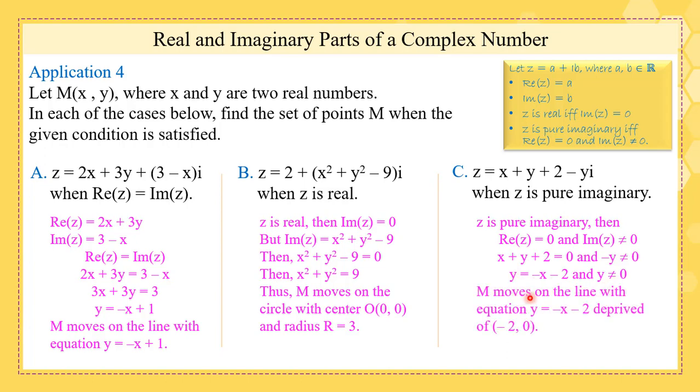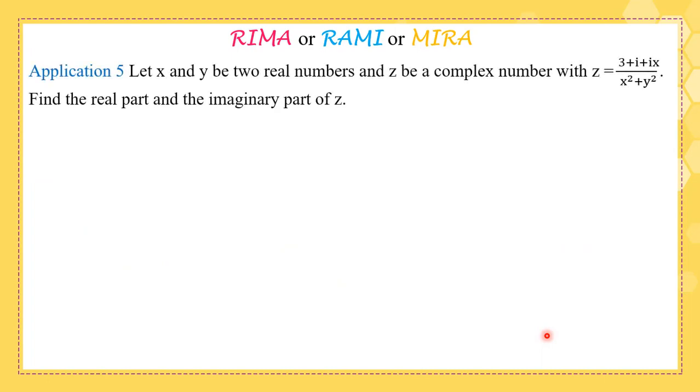So we state that M moves on the line with equation y equals minus x minus 2, deprived of the point (minus 2, 0). And deprived means except this point. So M will move on this line except on this point. Well, how do we calculate this point? If we just suppose that y is 0 and we put 0 here, we get x equals negative 2. So we have a point whose coordinates are negative 2 and 0, and we have to exclude this point from the set of points.